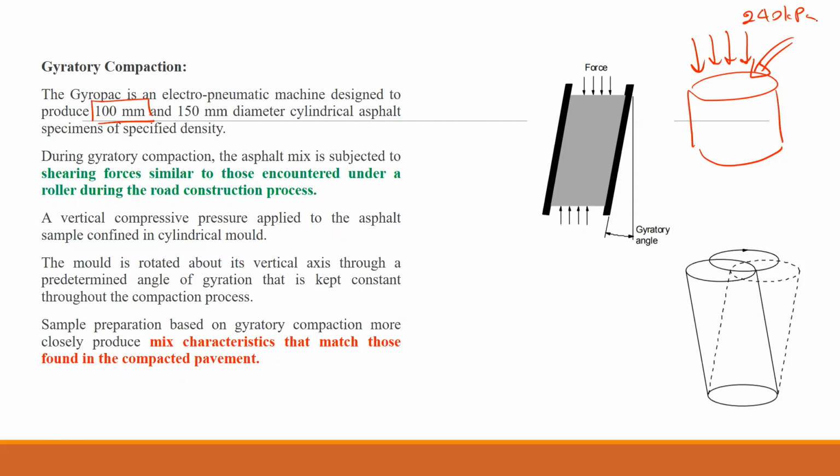And while we are applying the vertical pressure, the cylinder is rotating. So we have a predetermined angle. We keep this 2 degrees. And for our traffic category, we rotate this in 80 cycles. So this cylinder is rotating 80 cycles totally. And after we get the specimen, that specimen has close to the characteristic of the compacted pavement for this traffic category, for the wearing course.